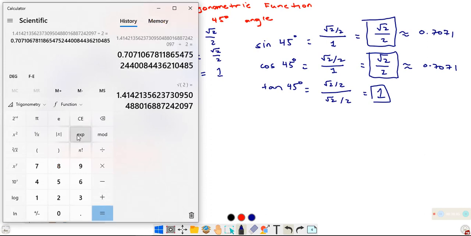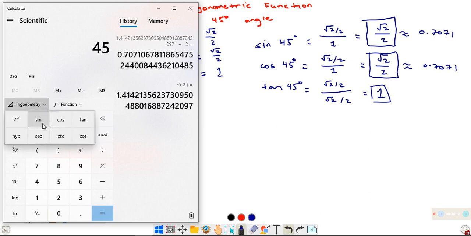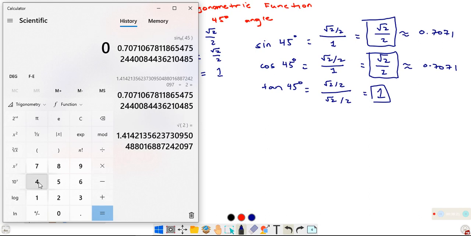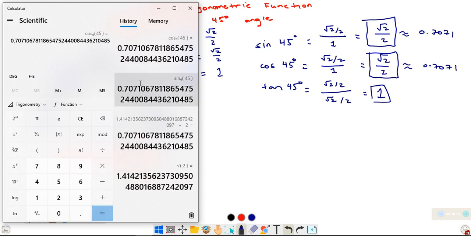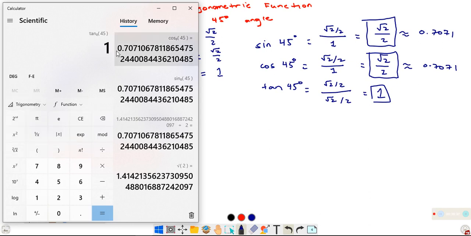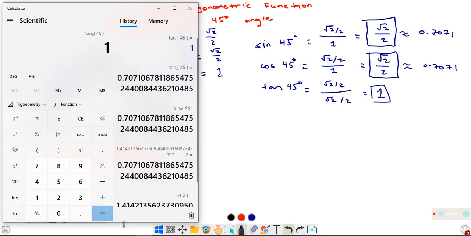So, verify na natin, sine 45. Press natin dito 45. And then sine. 0.7071. So, tama. Cosine 45. Again, 0.7071 din siya. So, tama. Finally, tangent 45. Yun, tangent 45 is 1.